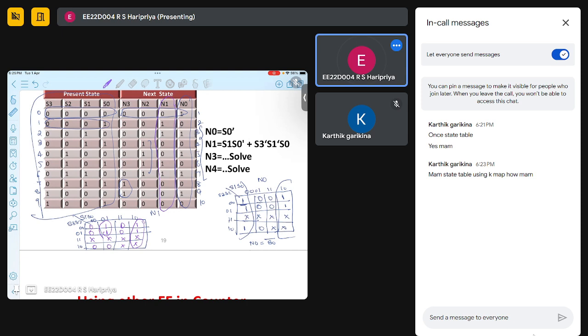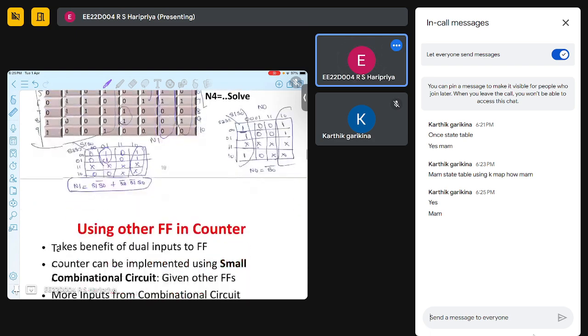And here 2. So what will be N1? S1 S0 complement plus S3 complement S1 complement S0. Is it clear now? This is the simplification. So this we can use to write the combination part of the circuit of the design.